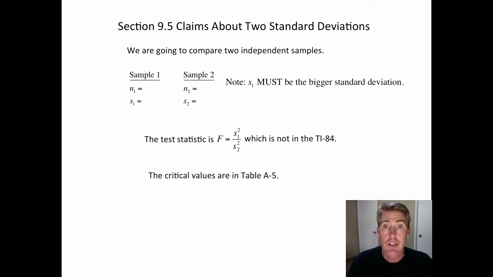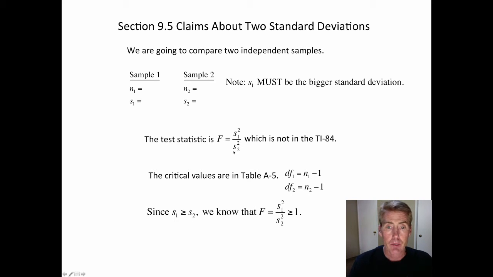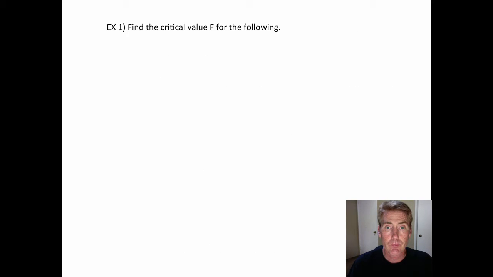The critical values being F, being for fun, means that we get a new table, table A5. It's got 2 degrees of freedom, one for sample 1 and one for sample 2. And notice that since up here it says S1 has to be the bigger one, that means you have the bigger number on top. That means you're dividing a bigger number by a smaller number. So the result is bigger than 1. That means it's always going to land to the right. There are no left tails.